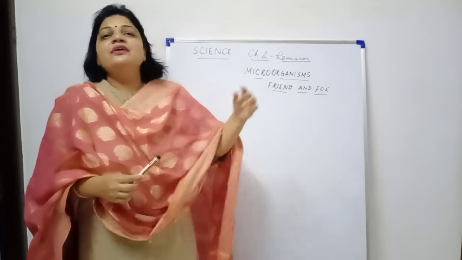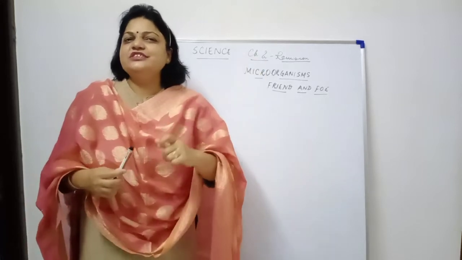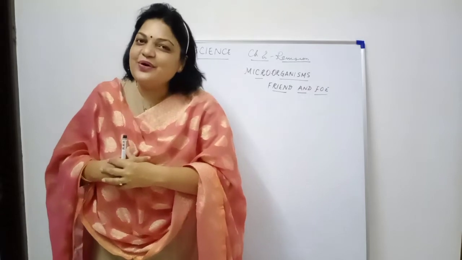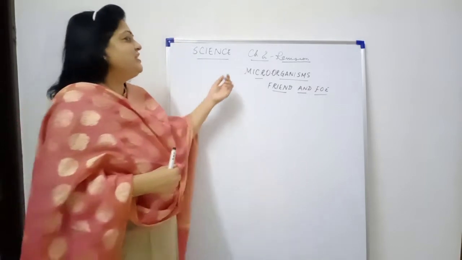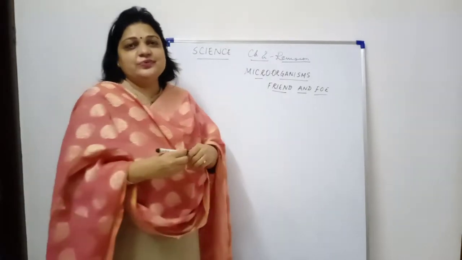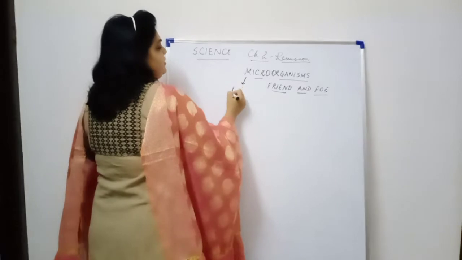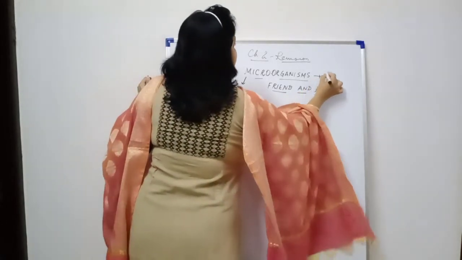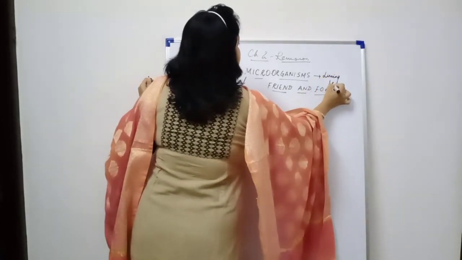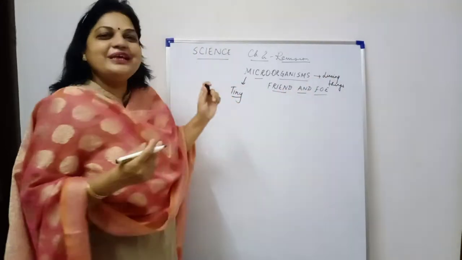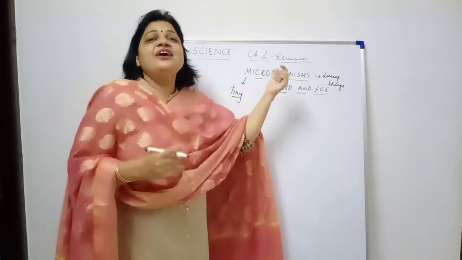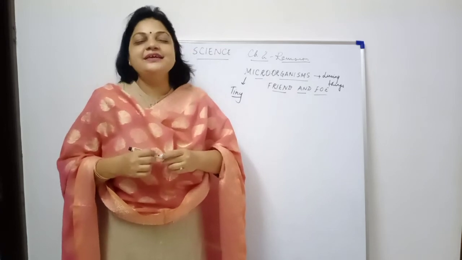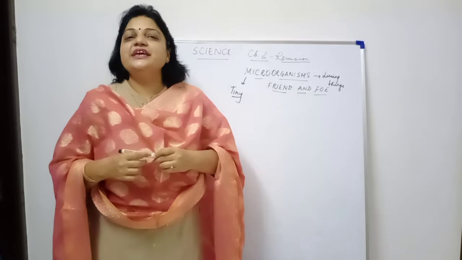Okay, so let's take up a few topics of this chapter so that you imagine the world of microorganisms, and then we can proceed. So microorganisms. If I try to break this word, the word micro means tiny. Right? And organisms means living things. So, if we try to define microorganisms, we say these are tiny living organisms which cannot be seen by naked eyes but can be seen with the help of a microscope.